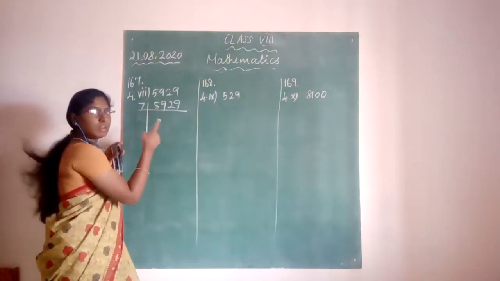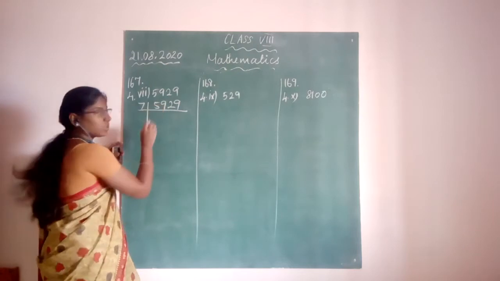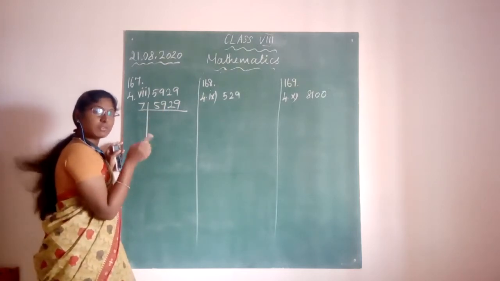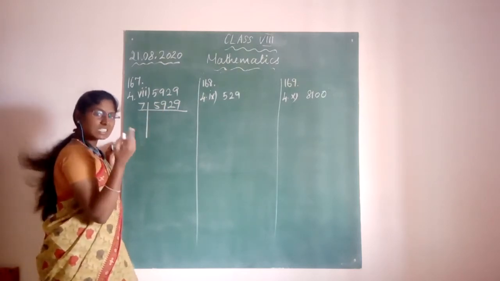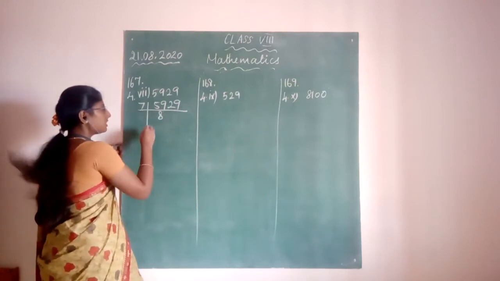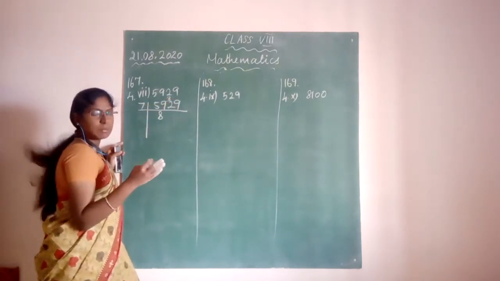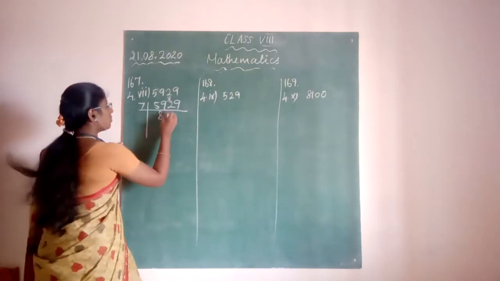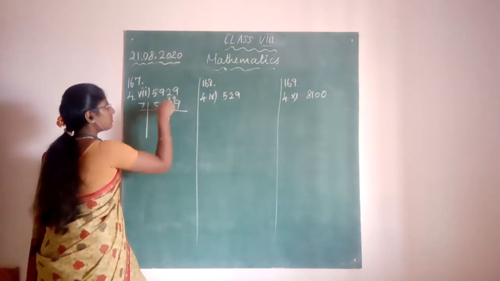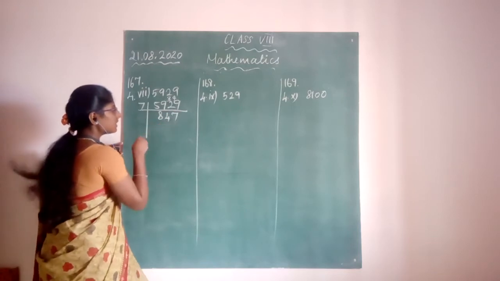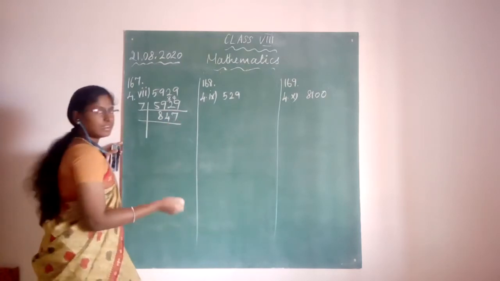In the 7 table, 5 won't come. Take these two numbers together, so 59. But 59 won't come in the 7 table, but 56 will. 7 8s are 56. And 3 is remaining, 32. 32 won't come in the 7 table, but 28 will. So 7 4s are 28. 4 is remaining. So 49 you have. That is 7 7s are 49. Okay, now is it clear?